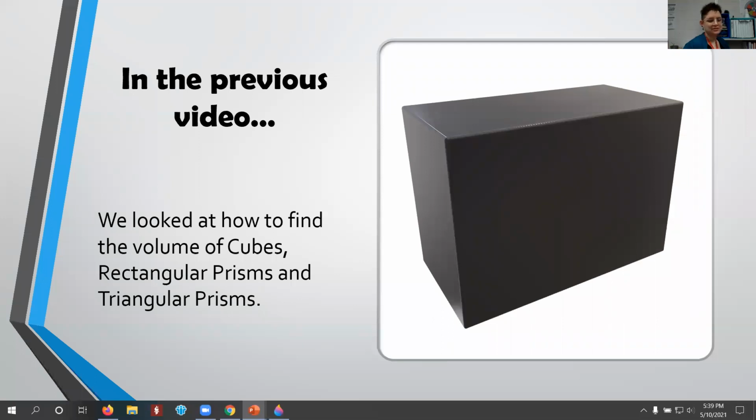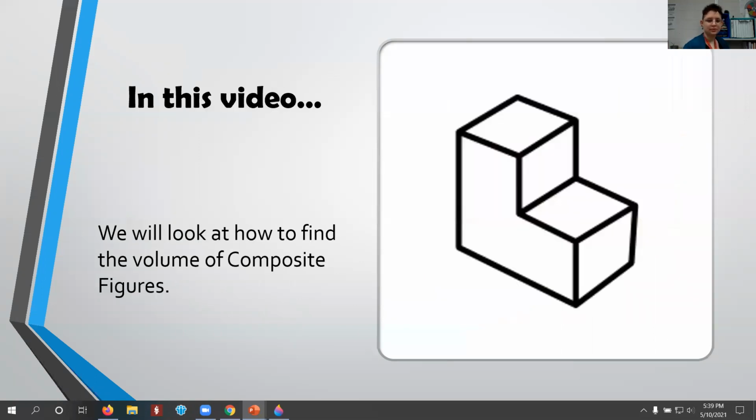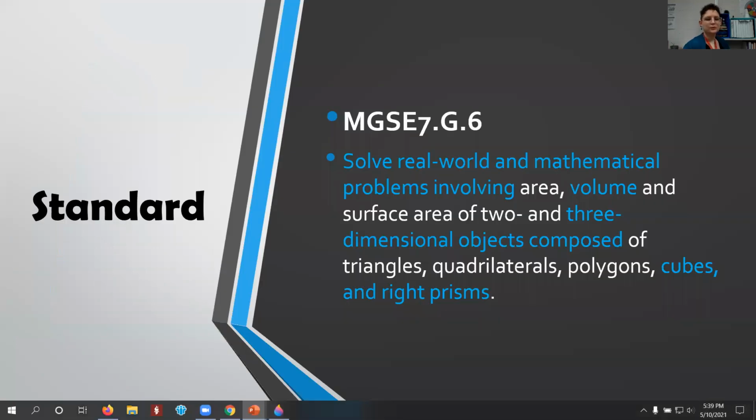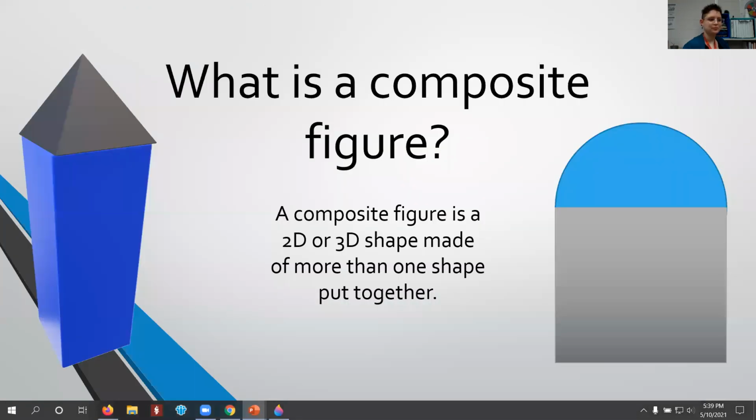So in the previous video in this collection, we looked at how to find the volume of cubes, rectangular prisms, and triangular prisms. In this video, we will look at how to find the volume of a composite figure. We're still in Standard 7.G.6. We've added three-dimensional objects composed of cubes and right prisms.